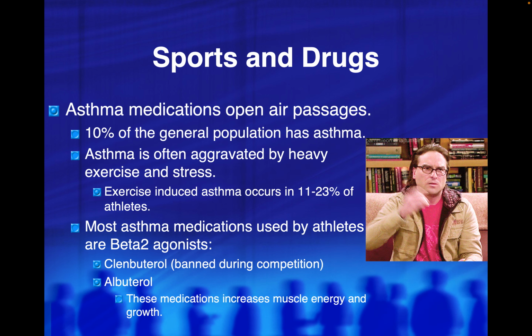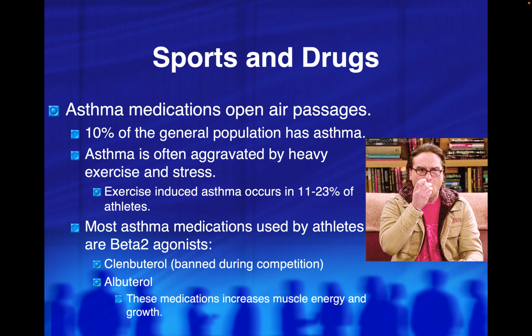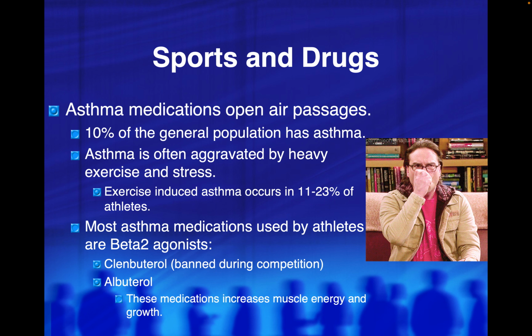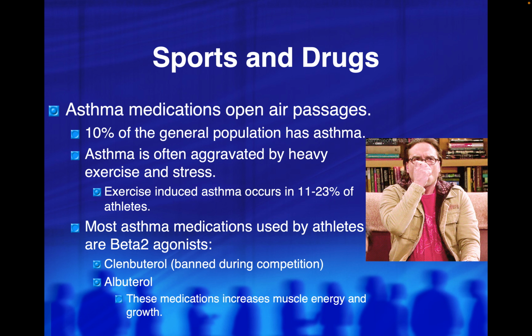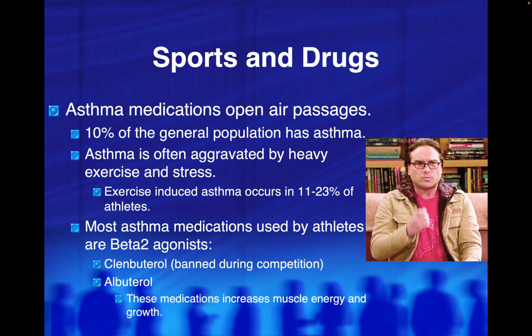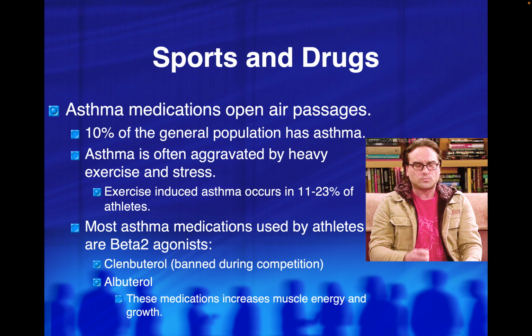Asthma medications open air passages. 10% of the general population has asthma. Asthma is often aggravated by heavy exercise and stress. Exercise-induced asthma occurs in 11 to 23% of athletes. Most asthma medications used by athletes are beta-2 agonists. Clenbuterol is banned during competition, and albuterol. Albuterol and clenbuterol are the two major asthma medications. Vasopressin is another. These medications increase muscle energy and growth, and for that reason you can use them to train, by golly, but they don't want you to do that.